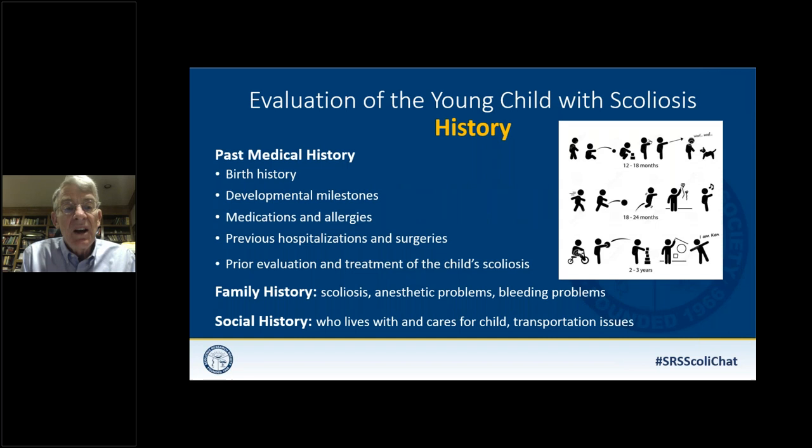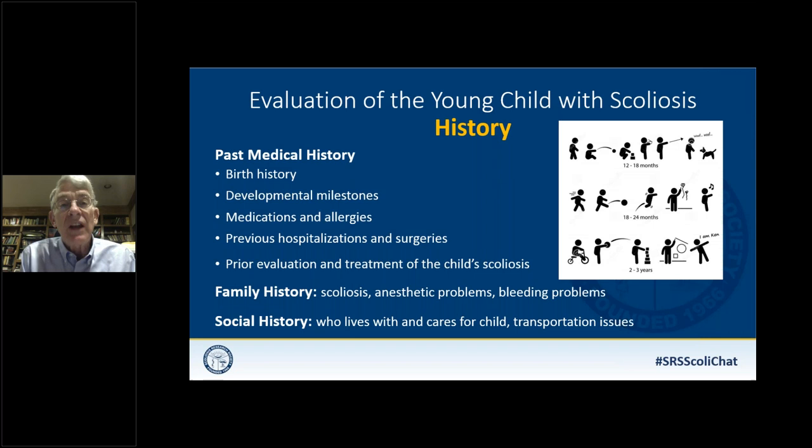Their past medical history would be things like their birth history, previous hospitalizations and surgeries. Sometimes we're not the first doctor that somebody sees for their scoliosis. We want to know family history. As Dr. Vitale alluded, sometimes these conditions run in families. Also, if they're going to have any intervention, sometimes anesthetic problems and bleeding problems can run in families. Finally, the social milieu is important as well. I practice in Texas, and I take care of kids who live many, many hours away. And so sometimes transportation issues can become a big deal. Maybe not so much for Dr. Vitale. All they've got to do is get on the subway there in New York City. Next slide, please.